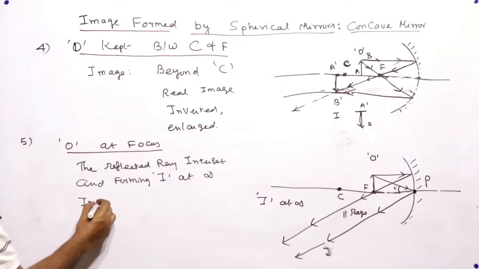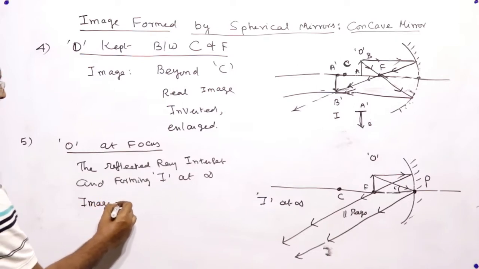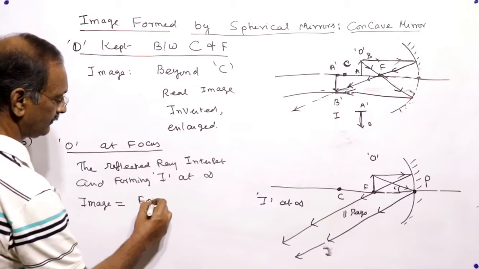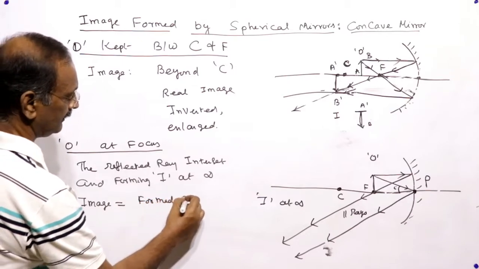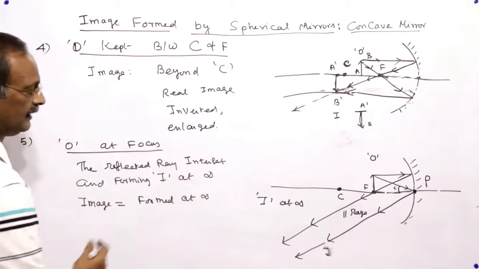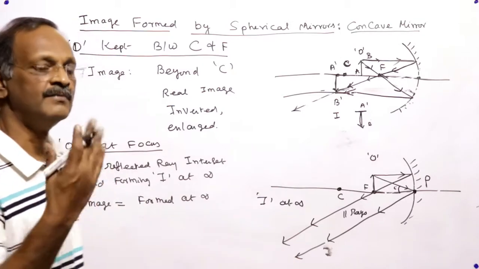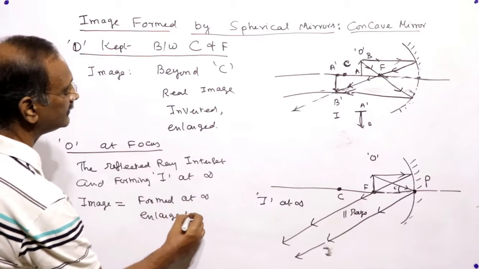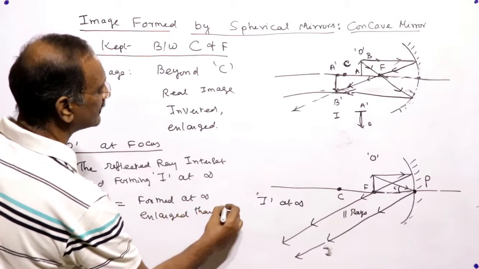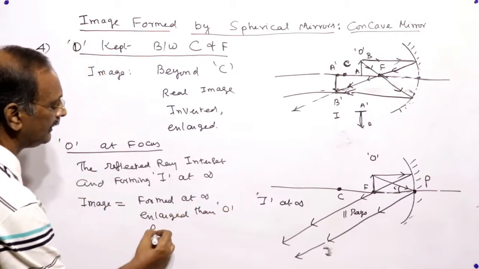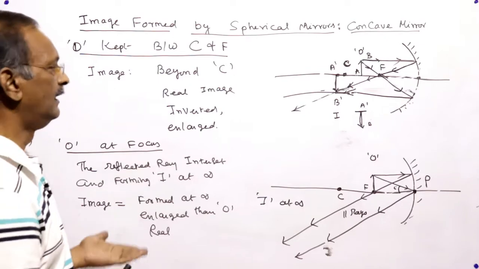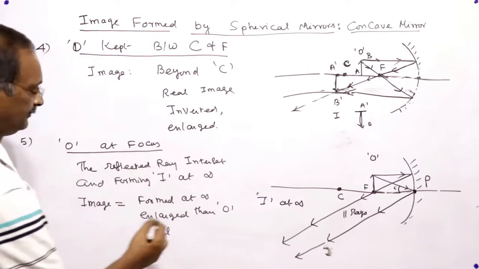So what will the image be like? The image will be formed at infinity. Since it is formed at infinity, it will be much enlarged. The image is real, because it is formed in front of the mirror. So it is enlarged, real, and inverted.